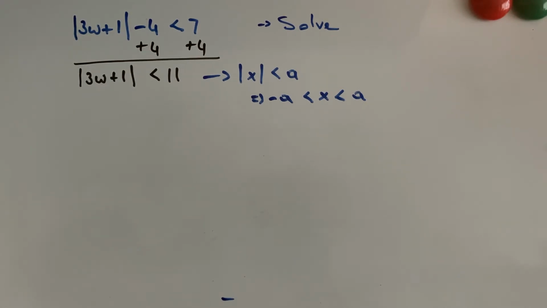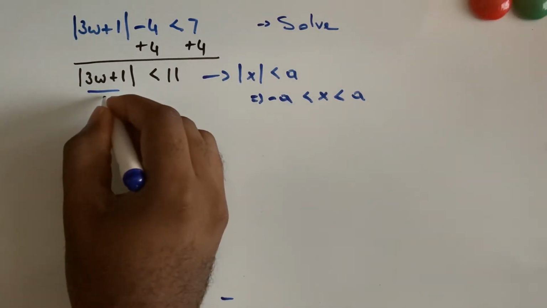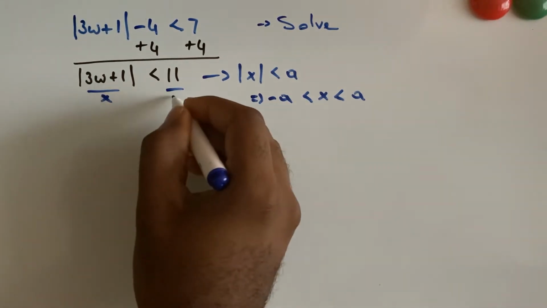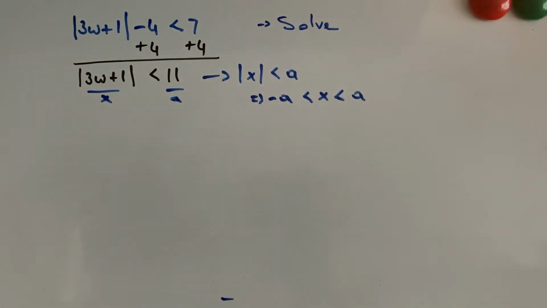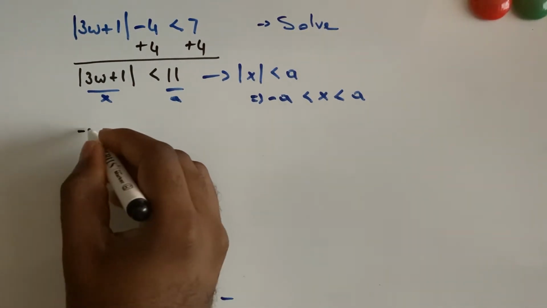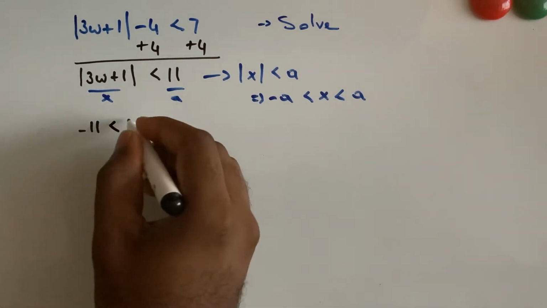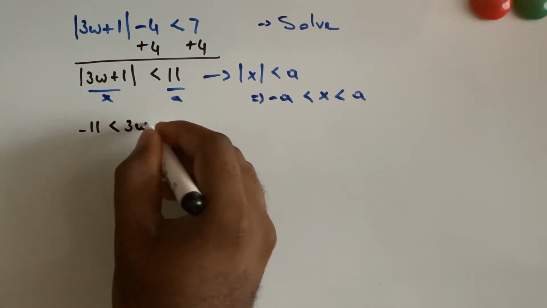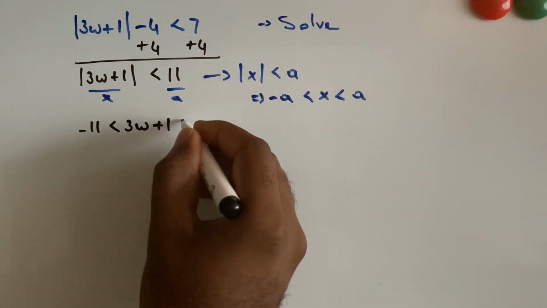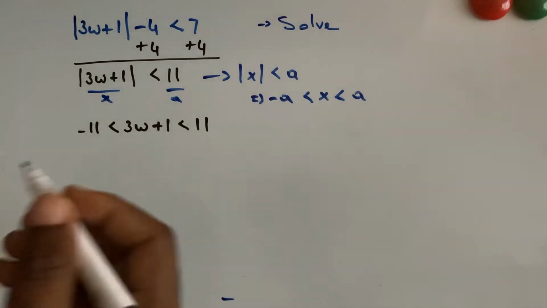Now, once you have that, what you have here is as if it's the x I'm talking about. What you have here is a. Okay, so very straightforward here. Now let's go ahead and rewrite it to solve. So I have negative a, so I'm gonna have to put negative 11 on the left here. Okay, so negative 11 is less than 3w plus 1 and less than positive 11. Okay, and this is what I solve.